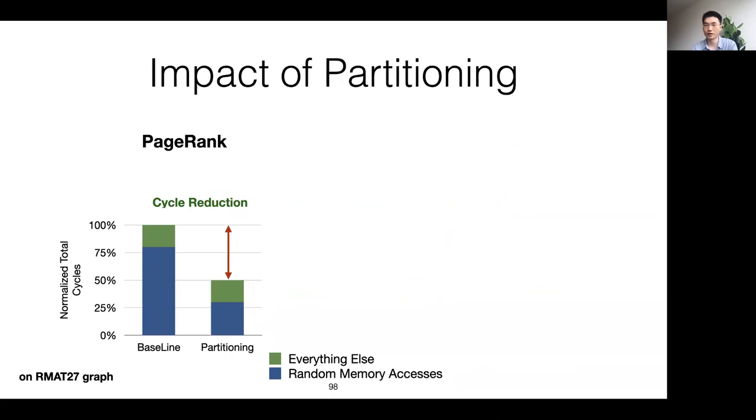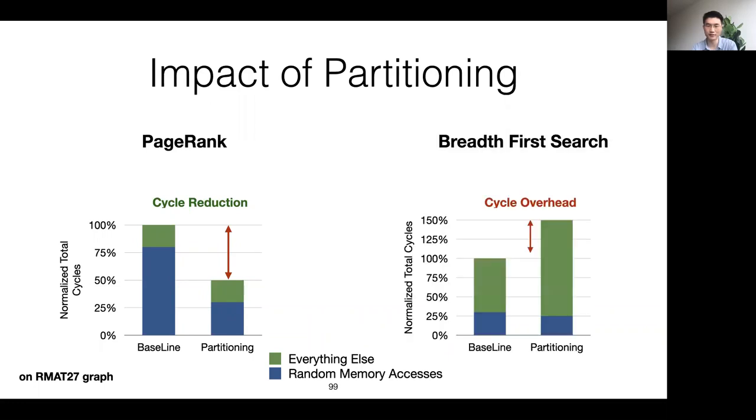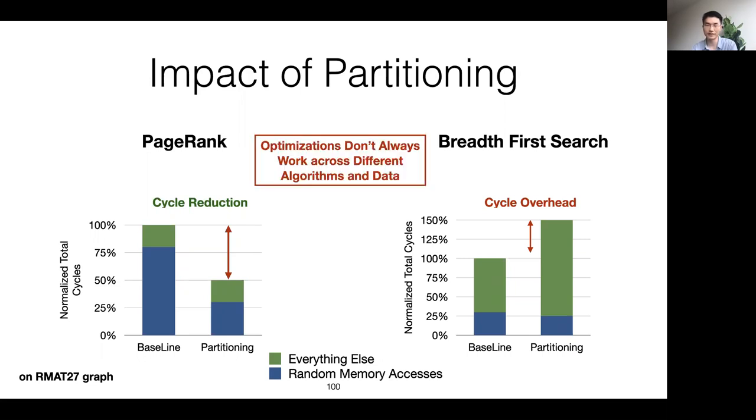So at that point, we were young and we thought we solved the problem. We've come up with this great technique that would impress the whole world and do great cycle reduction for all the applications. But after we got a few applications to work, we soon realized the task of improving graph computation is much harder than we first expected. In fact, when we tried this on breadth first search, instead of improving the performance, we made it worse by 50%. And a lesson that we learned early in my PhD was that optimizations don't always work across different algorithms and data or graphs, right?